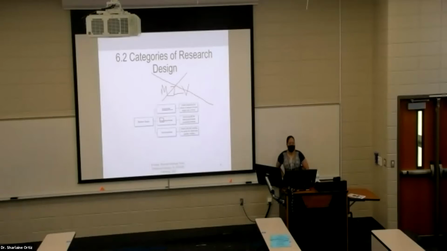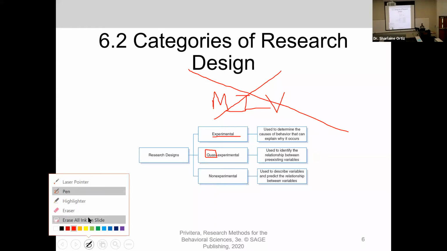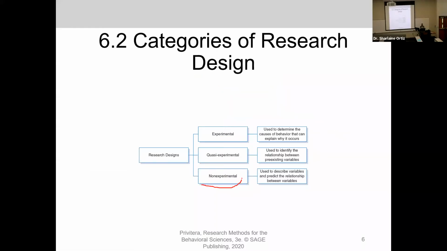Any questions about the differences between the experimental and the quasi-experimental approach? We also have another method, and in this case, I want you to look at the non-experimental approach. Non-experimental generally implies a description. We're trying to find out and understand variables that may predict that relationship, that may predict that behavior, perhaps.